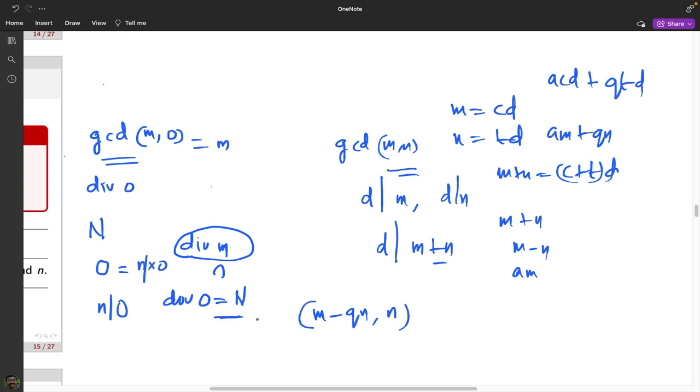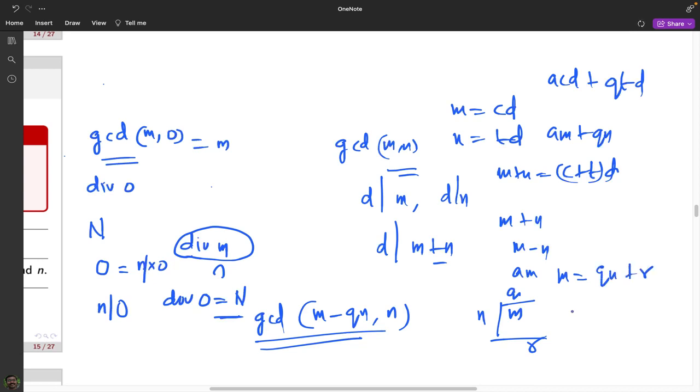What do you mean by that? What is the significance of the result? If your m is a bigger number and you divide m by n, you will get a quotient as well as a remainder. So your m can be written as q into n plus r, or m minus q n will be equal to r.